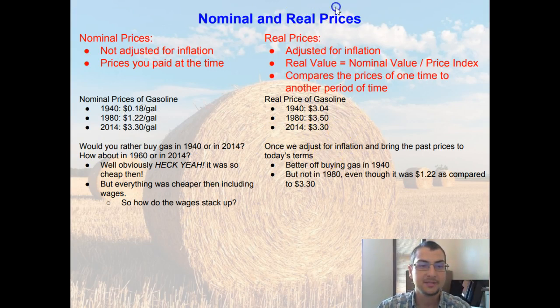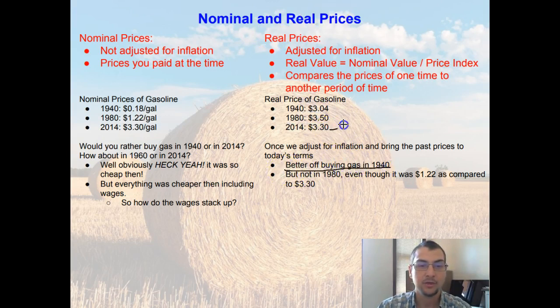What about in the 1980s? Well, in the 1980s, if you brought the price of $1.22 into today's terms, we would see that comparatively you would have actually been paying $3.50. And in 2014, you paid $3.30. So in reality, the price of gas, once you adjust for inflation, cost more in the 1980s than it did in 2014.